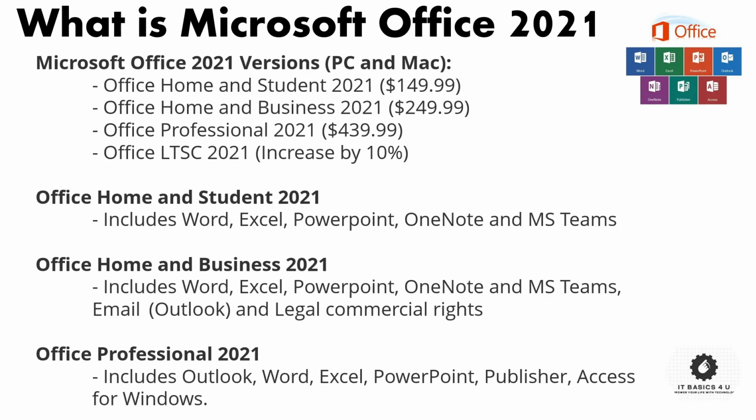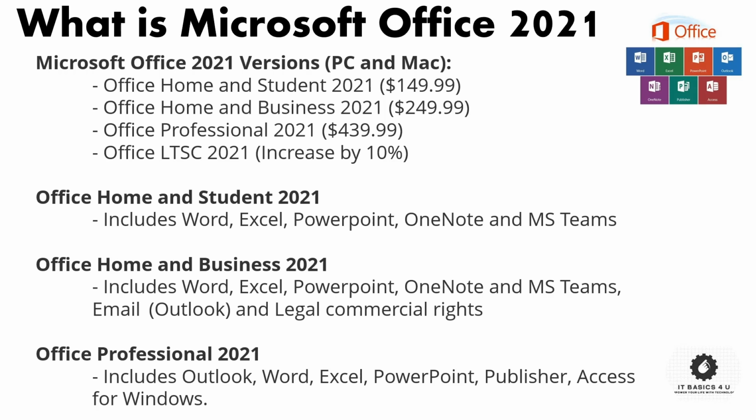The key difference between the Home and Student version and the Home and Business version is that the Home and Business package of that license involves Microsoft Outlook, and it also gives you legal rights. Guys, please note, it gives you legal rights to use the applications of Office in a commercial context. You can use it for commercial purposes, while the Home and Student version is only for your personal use.